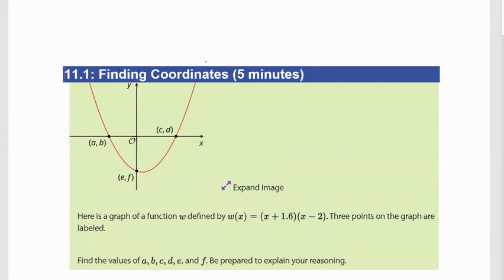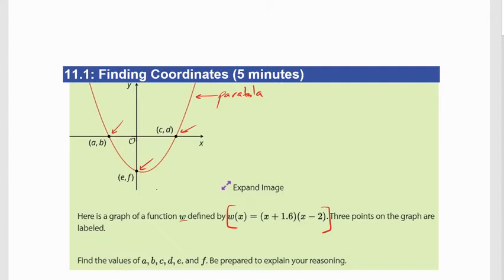All right, 11.1, finding coordinates. So they give you the function w, and it's defined by w(x) = (x + 1)(x - 2). So that is a quadratic function, which gives you on a graph a parabola. One of the things that they want you to do is they give you 3 points. They give you (A, B), and then (C, D), as well as (E, F).